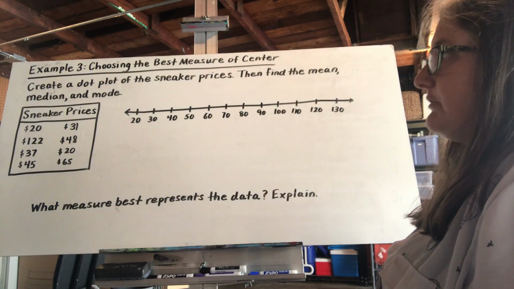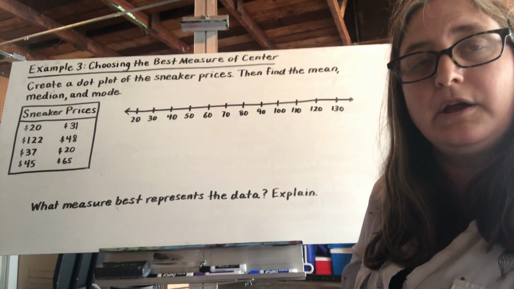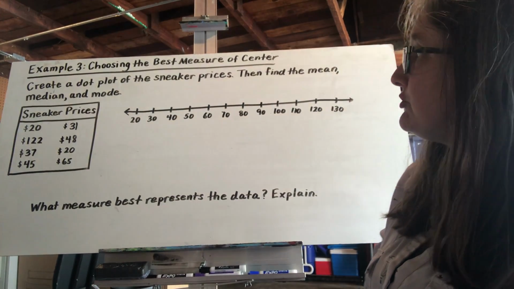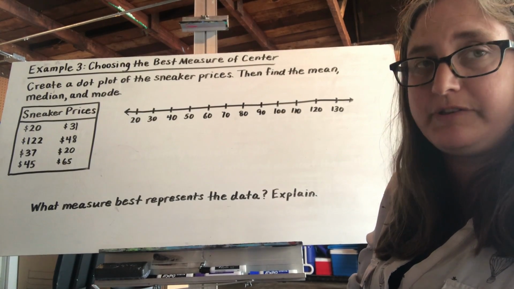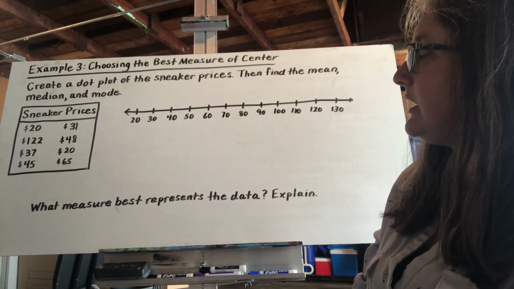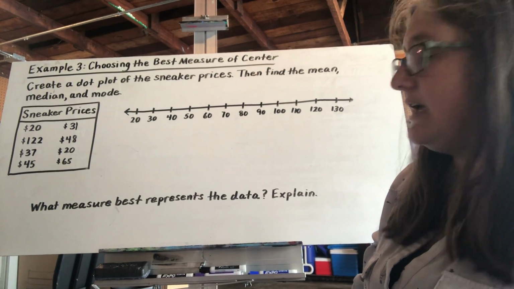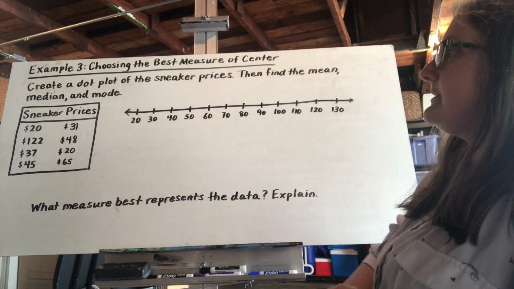We can also take our data and make a dot plot. A dot plot is a great way for trying to distinguish which of the different measures of center is the best one to use for your data set. So here we have some sneaker prices, and they vary greatly. So we are going to put them on a dot plot.